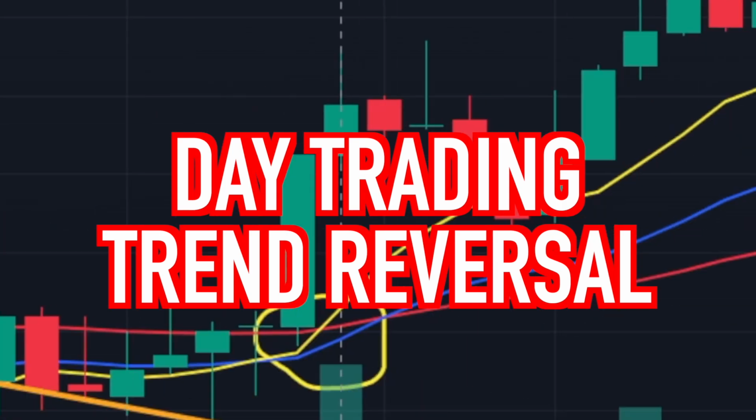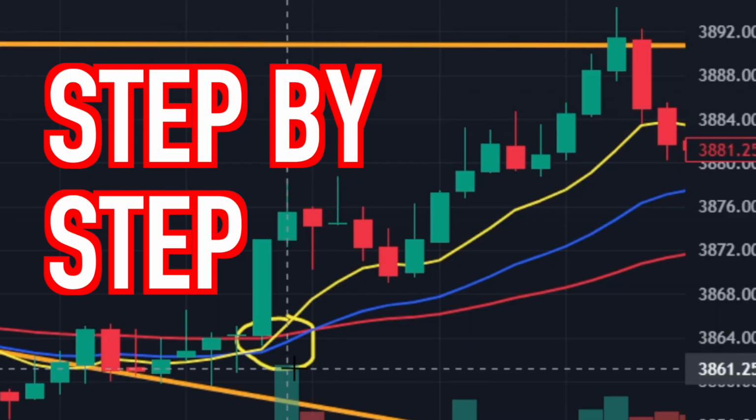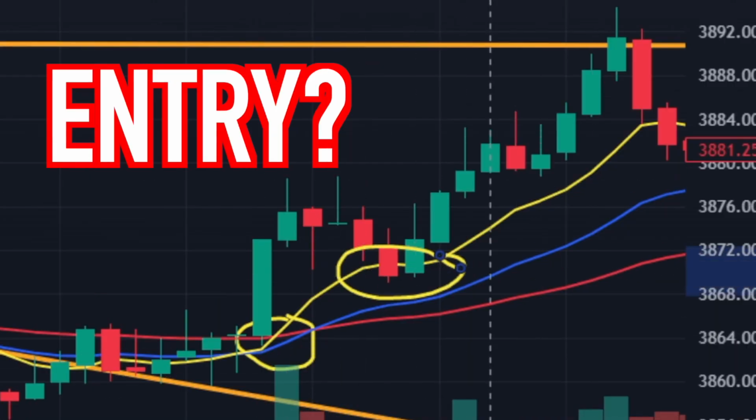Day trading trend reversals. I would say that the best setup that you can ever take as a day trader is a trend reversal. If you can nail the bottom, you can nail the top, well, you're going to make lots and lots of money. Today, I'm going to show you exactly how to look for a trend reversal and to set yourself up for success as a day trader trading the trend. Bringing it all down right here in this video, so make sure you guys stay tuned.